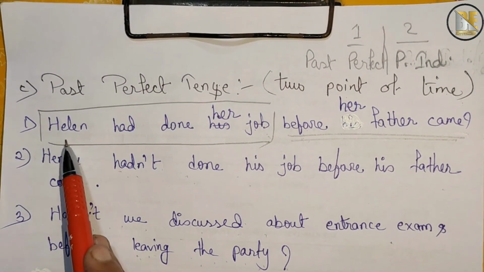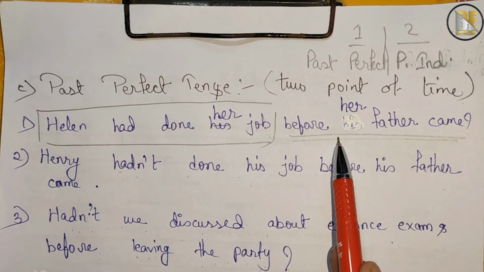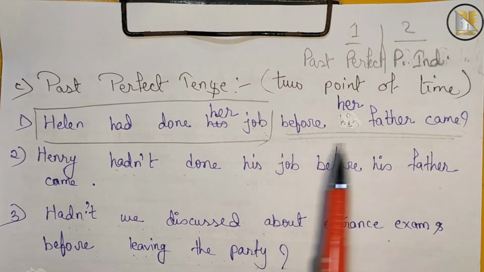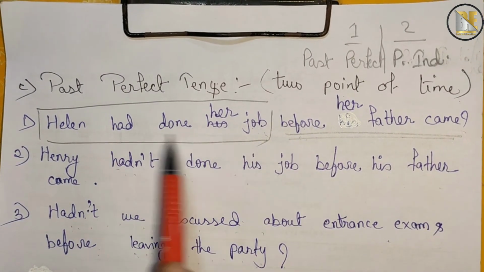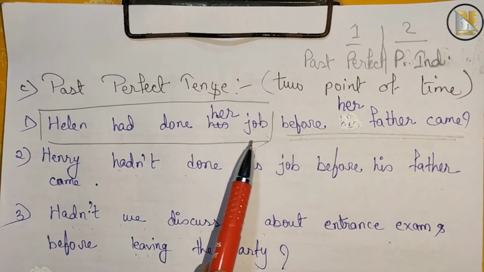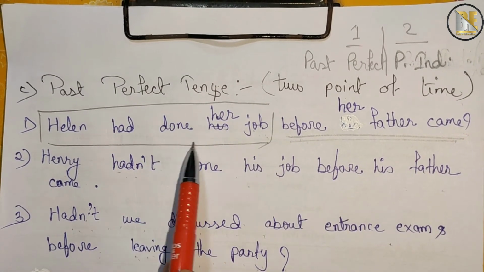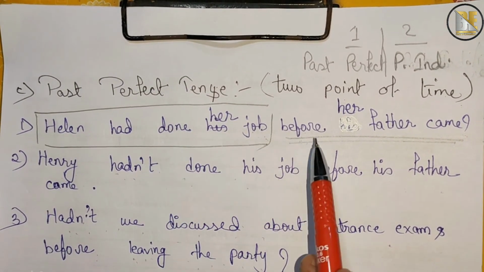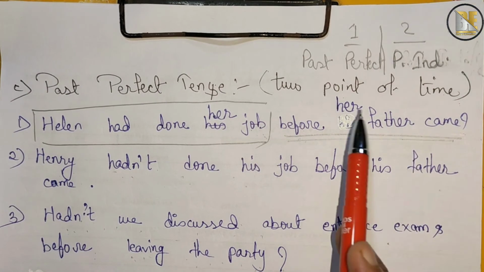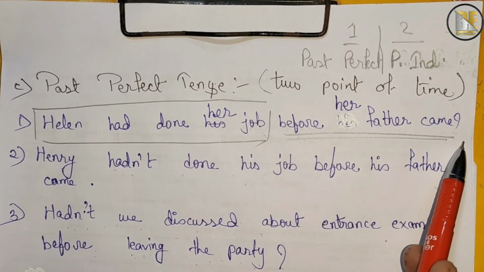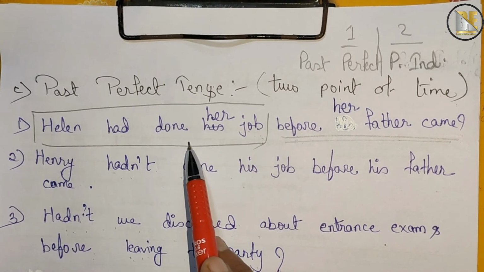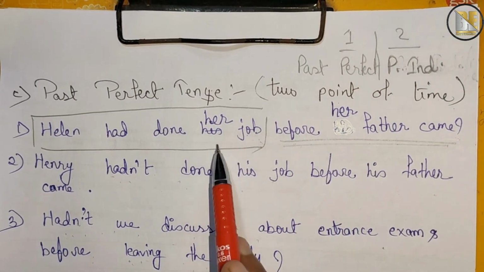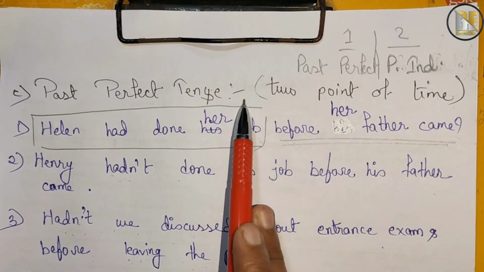The first one is, Helen had done her job before her father came. That means Helen was asked to do some work. She had done her job. The work already had completed. But when did she complete her job? She completed her job before her father came. That means one action has completed first and this afterwards. In that case we use past perfect tense.